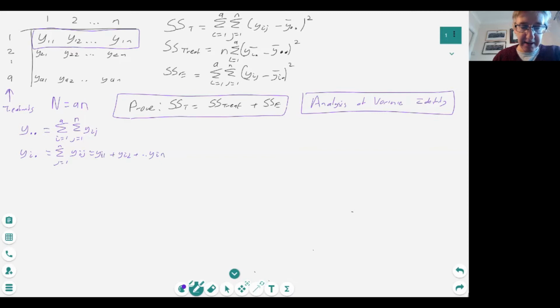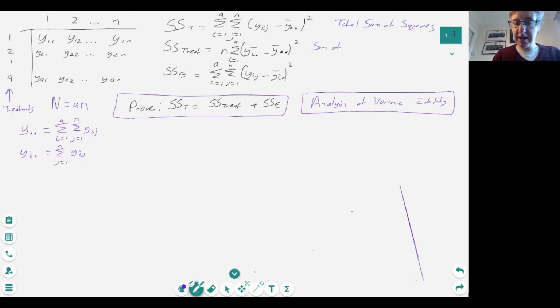Okay, so this is our notation, and what we want to prove, because it will be useful in what we then go on to do, is that the total sum of squares is the sum of squares of treatments plus the error sum of squares. So this first quantity here is the total sum of squares. This next quantity here is the sum of squares of treatments.